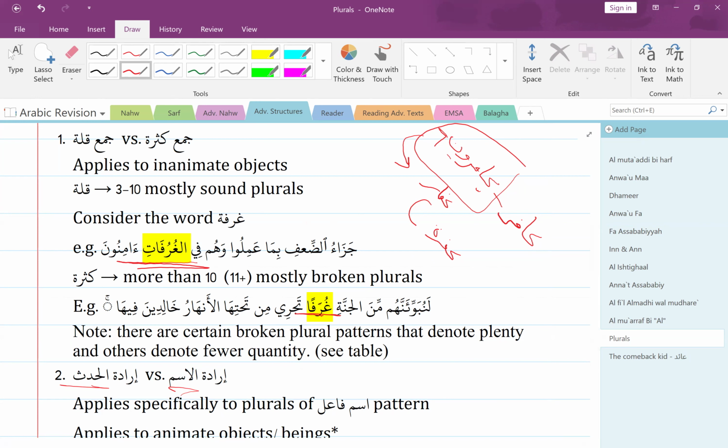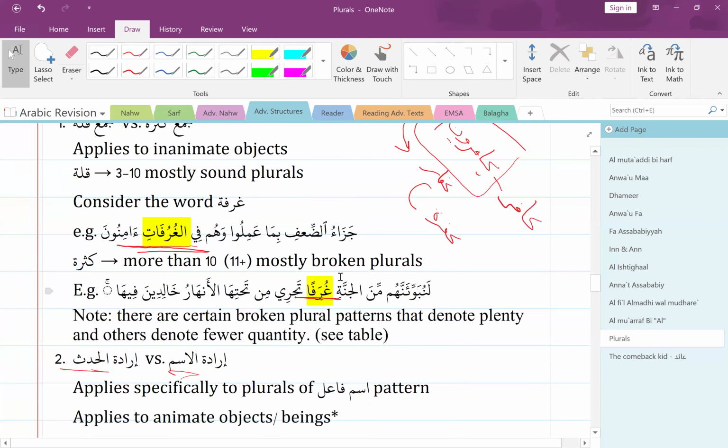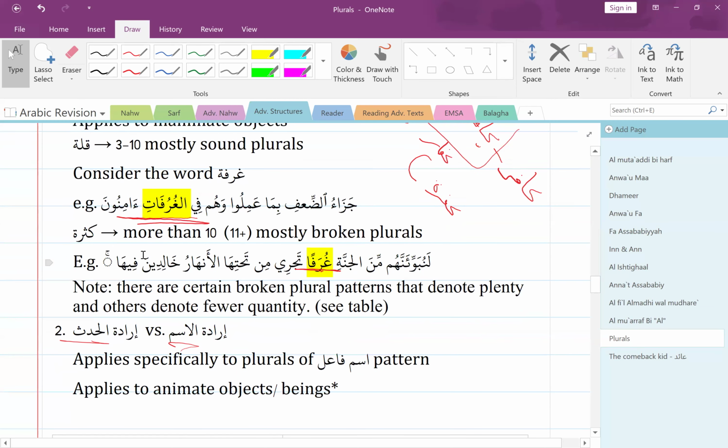So this is more of a balagha concept. People would ask, why did Allah use ghuraf here and ghurufat here? Then you go into the context of the surah and realize that in this particular context he's talking maybe about a special group of people, or about Jannah as a whole, or maybe a particular area in Jannah, and that's why it is less, or why it's more. Discussions like that. We will look at some of those broken plurals.